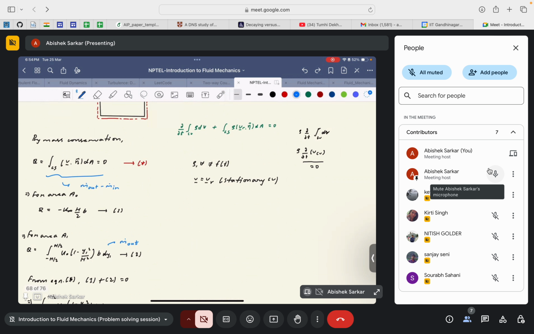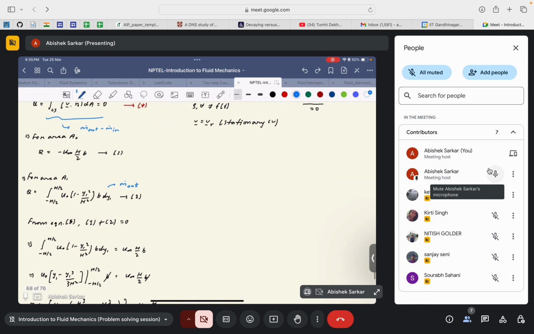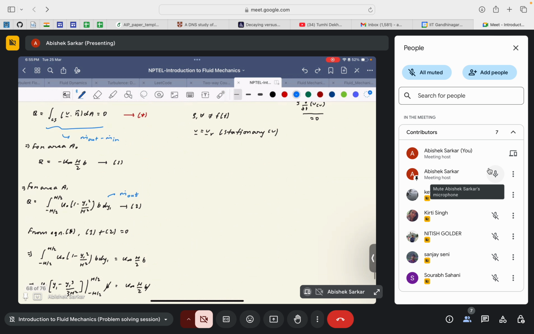If we carry forward this integration, to make it clearer, it will basically be the integral from minus h by 2 to h by 2 of u naught times 1 minus y1 square by h square, times b dy1, minus u infinity h by 2 into b.